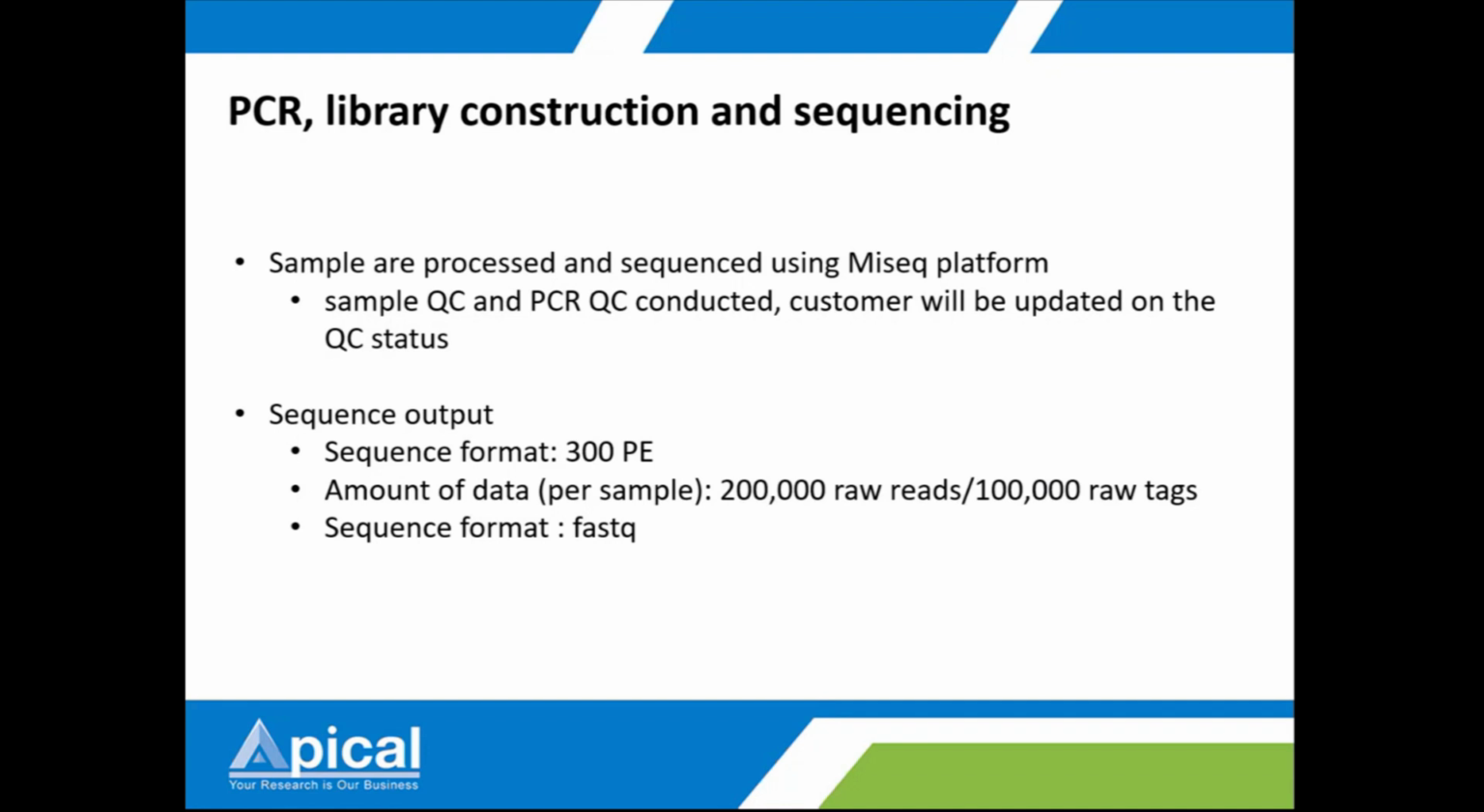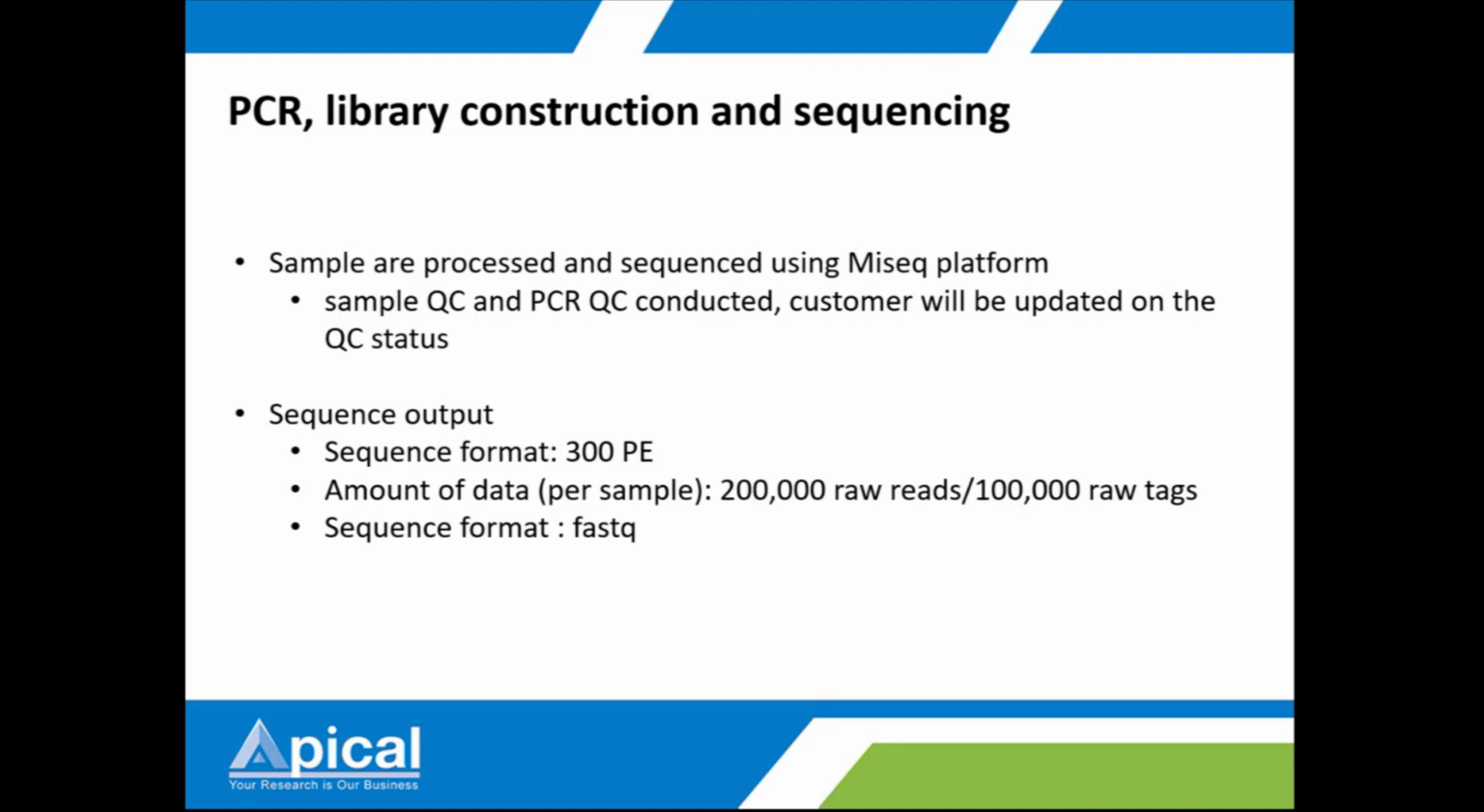So during the sequencing process, the outcome is that we generate more than 200 raw reads, or equal to 100,000 raw reads per sample. It depends on the size of your reads and the size of your target region. If, let's say, your target region is about 420 base pair, like I shared earlier, we can use a sequence format of 300 PE to capture this 420 base pair target region. The outcome will be in the FASTQ format.